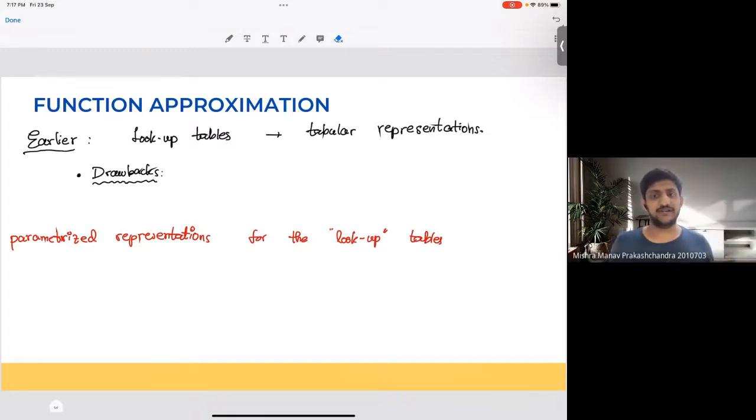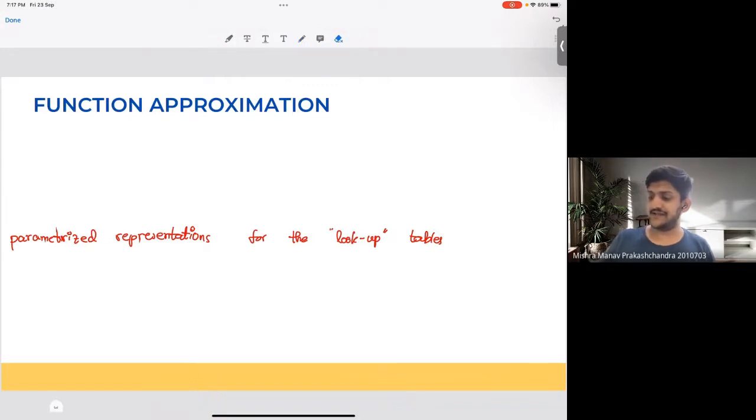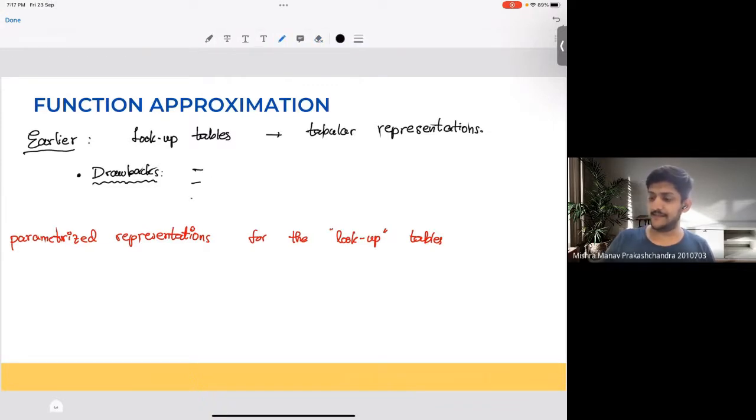evaluate your policies. The main drawback this method brings up is that, first, it takes up memory. It is memory intensive, because if I have millions of states and millions of actions, then I would need a lookup table which is S cross A.